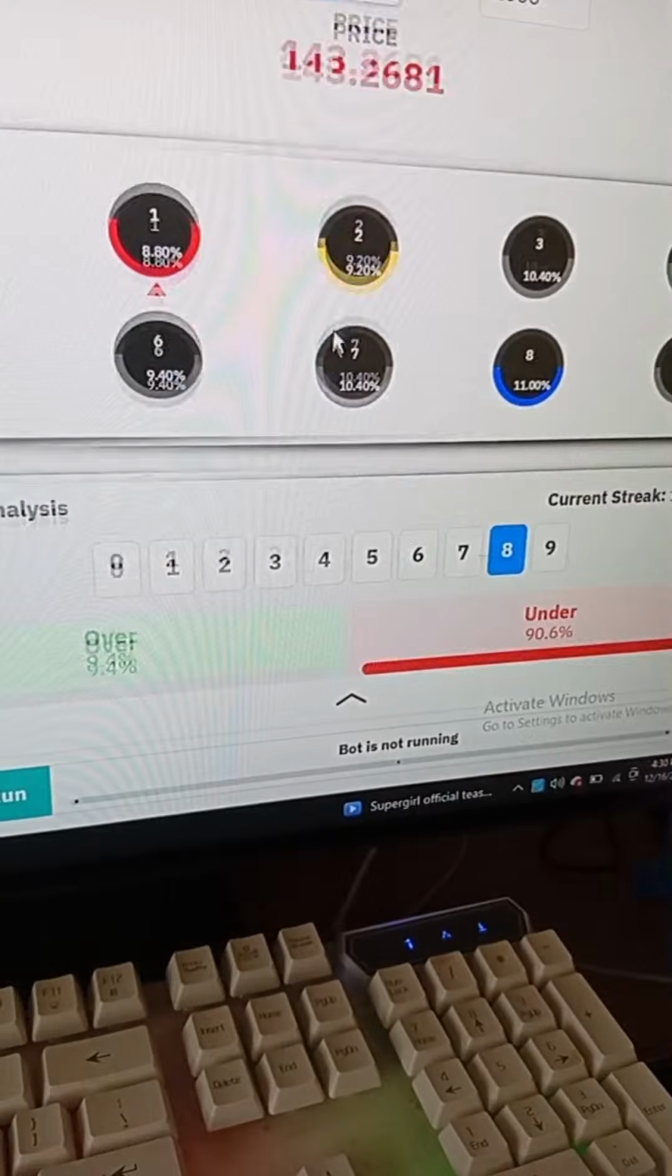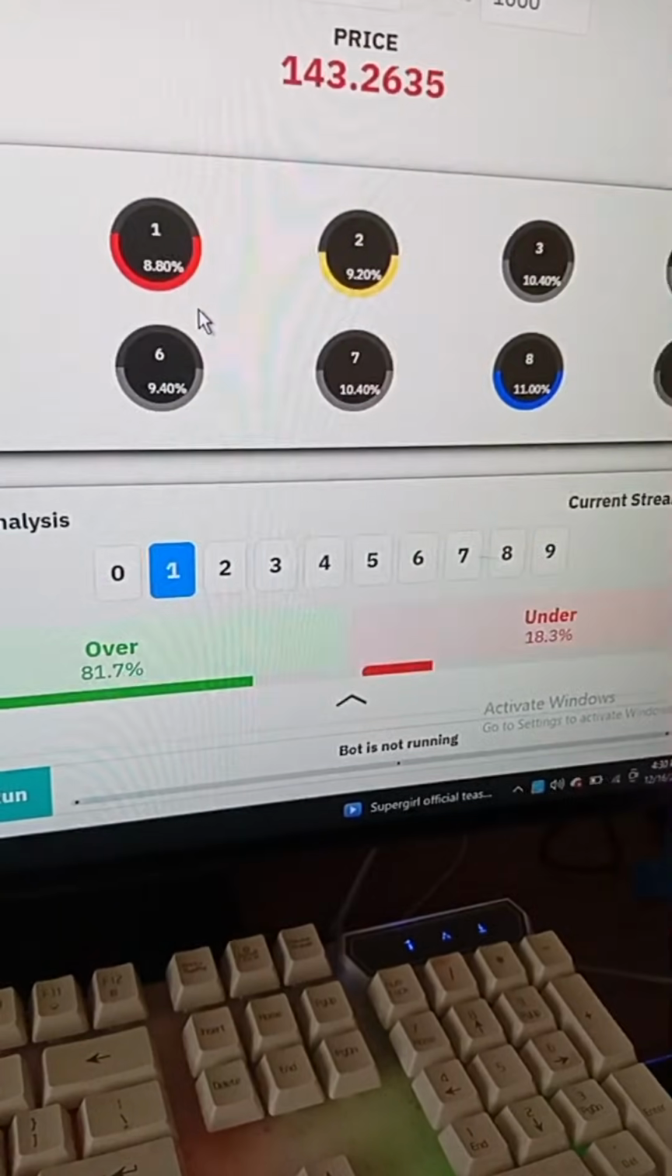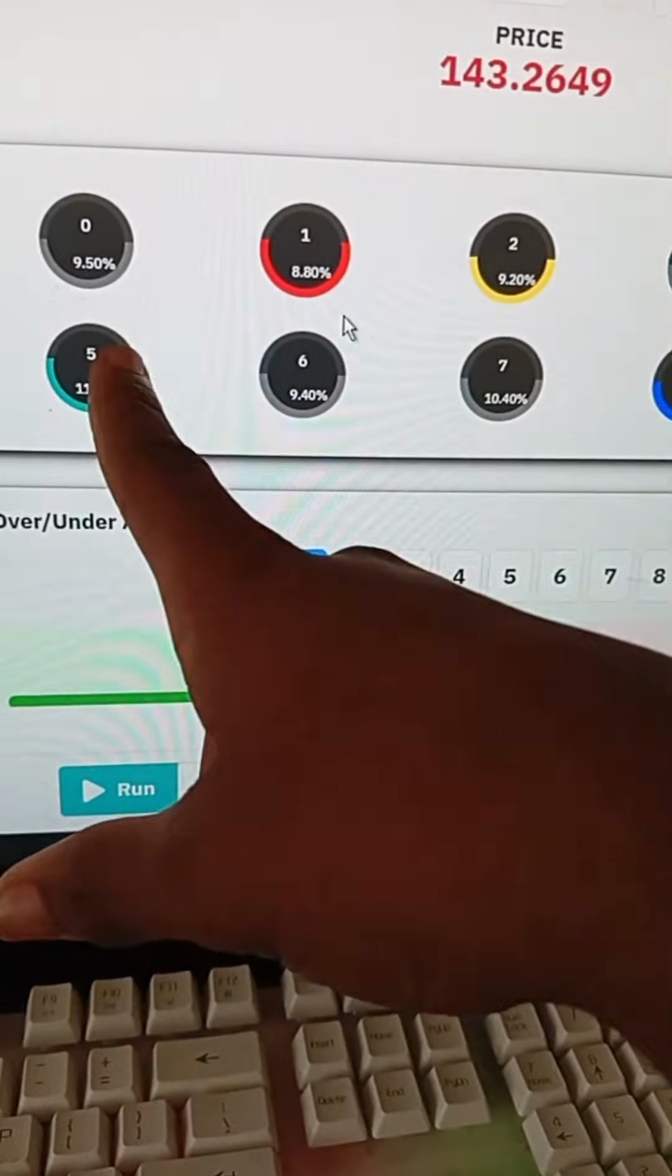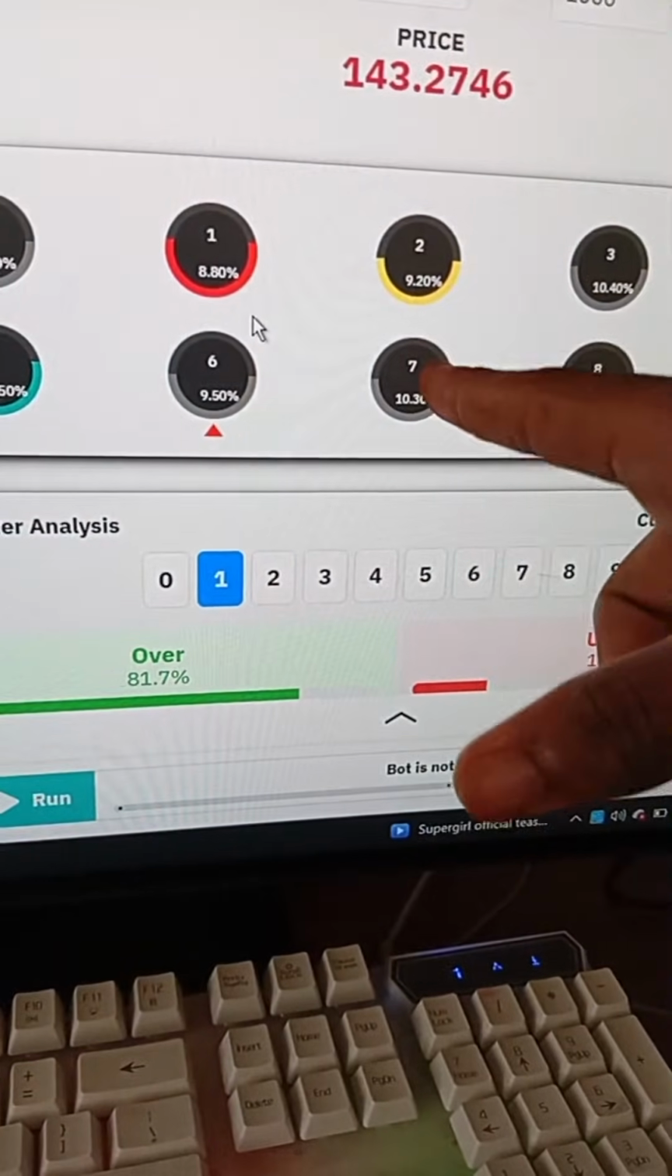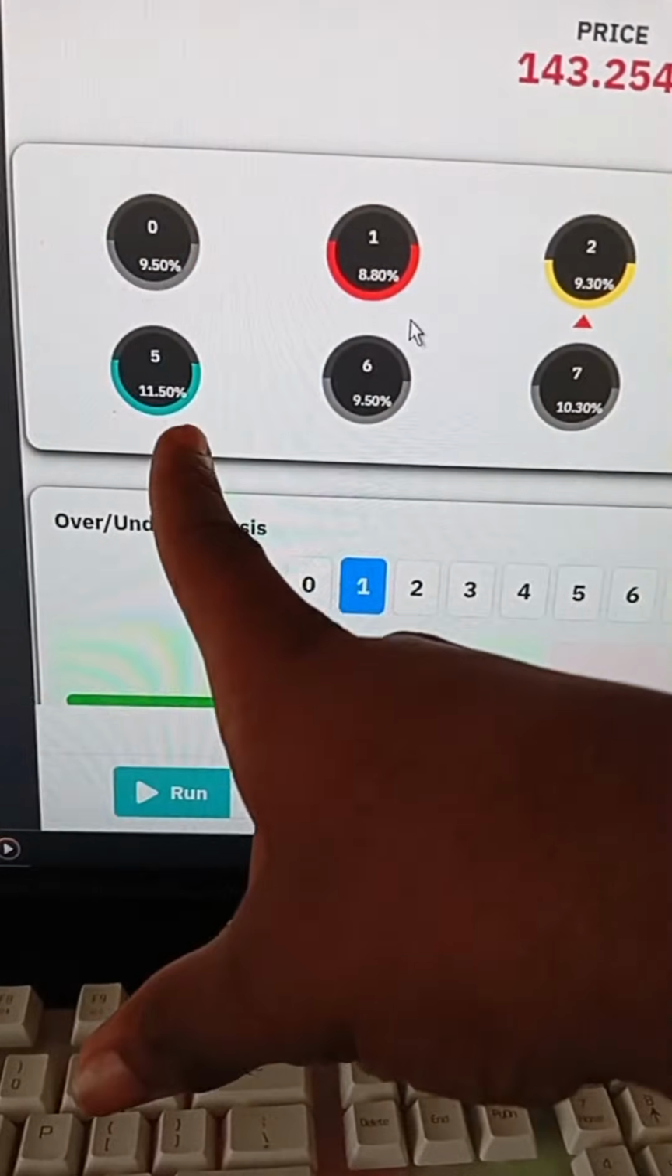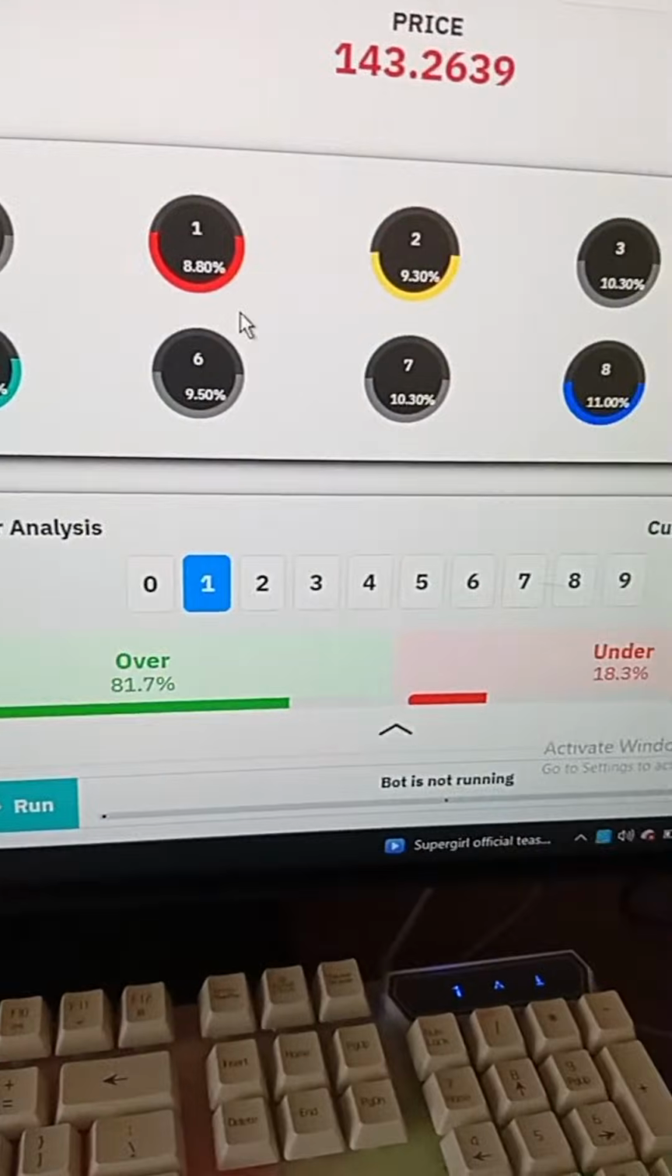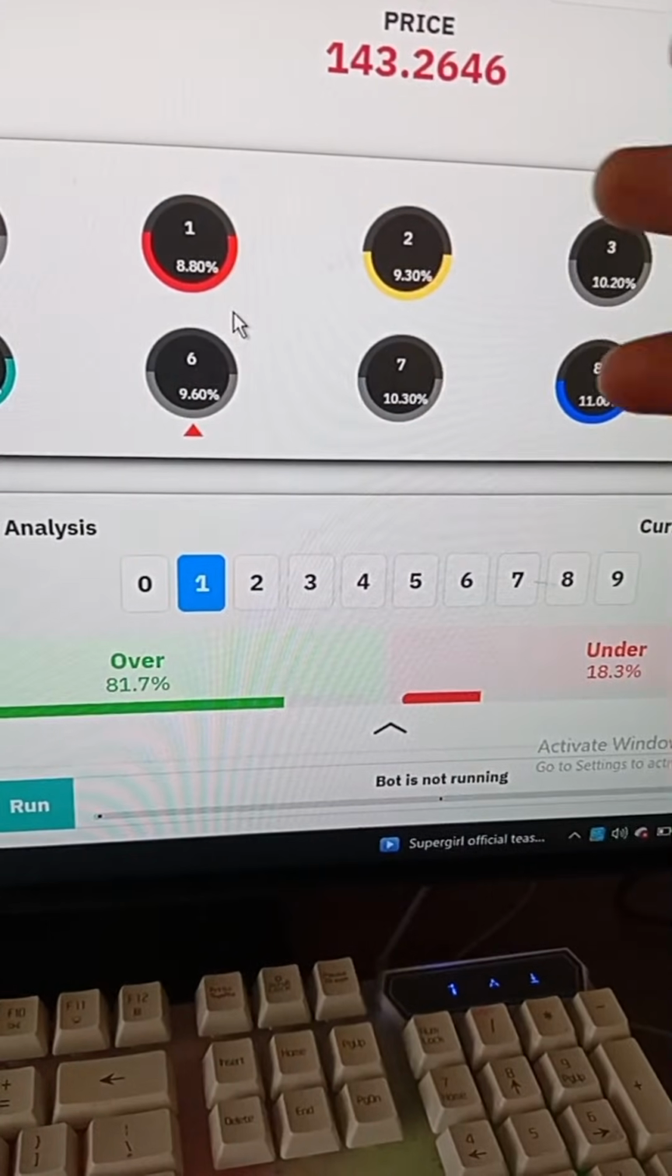All right, guys, I think I found a good one. Yeah, I think this can work for us. Let me show you. As you can see here, 0 is 9.5, 1 is 8.8, 2 is 9.2. You can see the green circle is very far away from 1. Yeah, this one is a good market for us. We can do a couple of runs here.